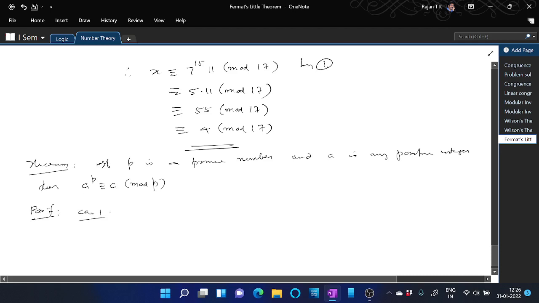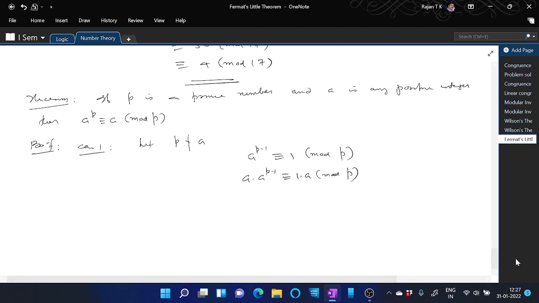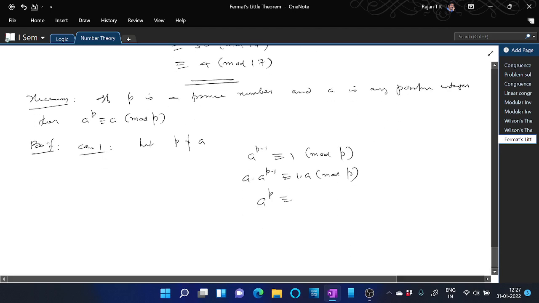Case 1, let P does not divide A. In that case, by using Fermat's theorem, we have A raised to P minus 1 is congruent to 1 mod P. Now multiplying by A, we get A into A raised to P minus 1 is congruent to 1 into A mod P. That is, A raised to P is congruent to A mod P. We have the result.